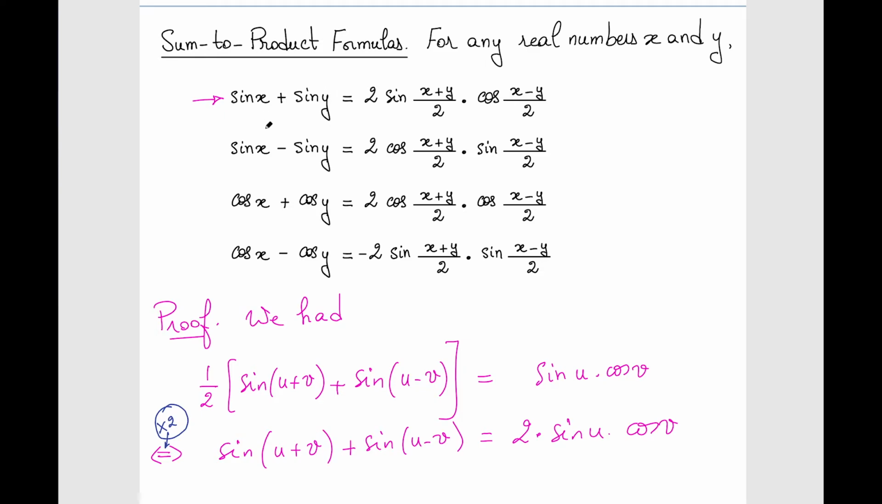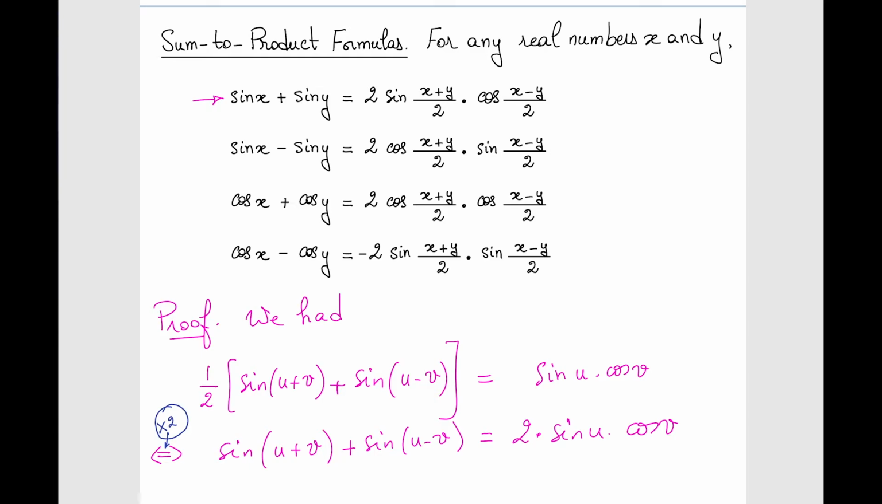This side is a sum of sine and sine. This is a sum between two sine functions. This side is 2 times the product between a sine function and a cosine function. This is 2 times the product between sine and cosine. Correct?